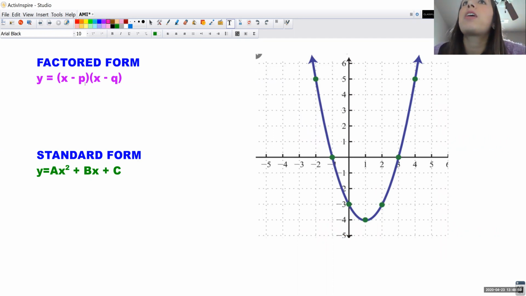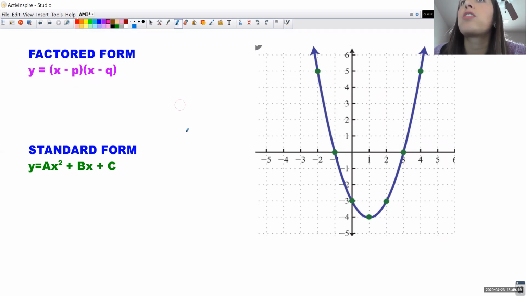So we need to write two equations, one in factored form and one in standard form. The easiest one to obtain is the factored form. So it looks like this: y equals x minus p times the quantity x minus q. So what I need to do, I go to my graph and I look for the x-intercepts. Here's the x-axis. So I'm going to go to the x-intercept there and there.